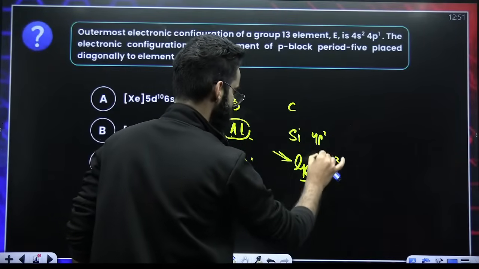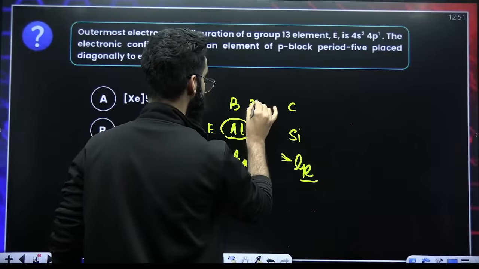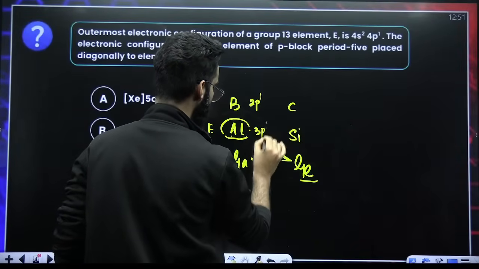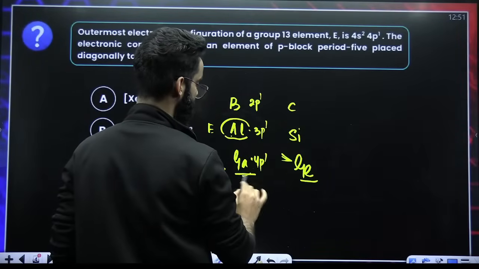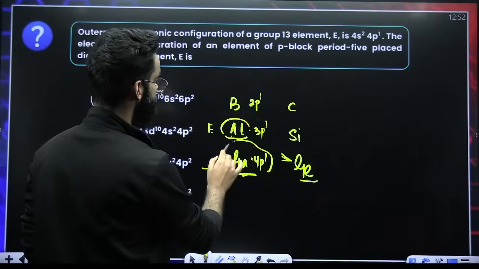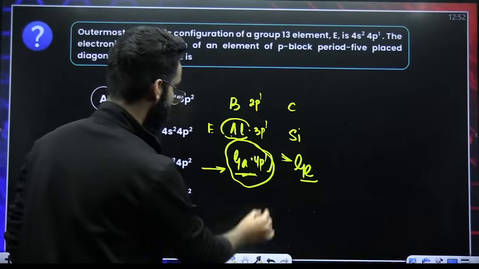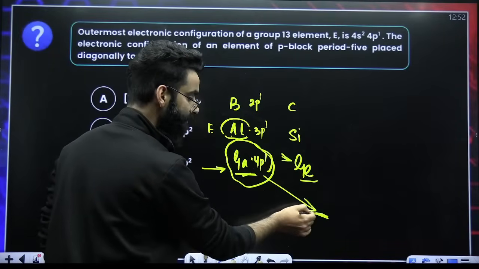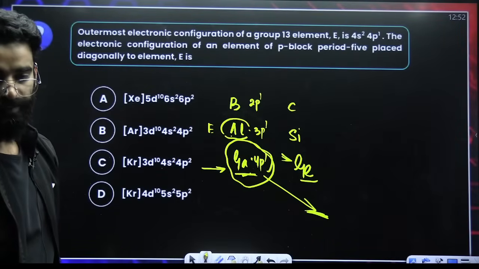This is 2p1. This is 3p1. This is 4p1. Which element was he talking about? 4p1. Perfect. He was talking about gallium, not aluminium. Now we have to see which one is diagonally related. Which element comes here? Which element is here?